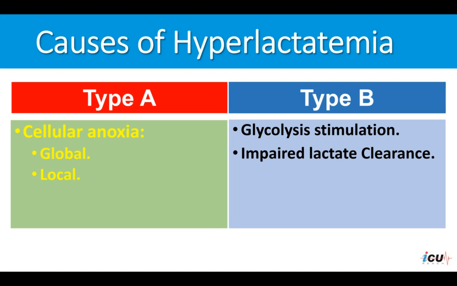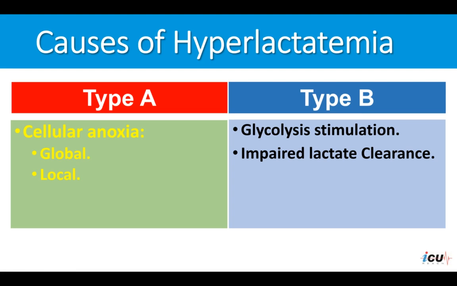We have type A, which indicates a hypoperfusion condition at the level of the body, either globally or locally. So that is what you need to rule out first. Do we have cellular anoxia? Do we have a condition that is preventing the pyruvic acid from going into the Krebs cycle? If you rule out any global or local hypoperfusion or anoxia, at that time you go and determine whether you have type B lactic acidosis.